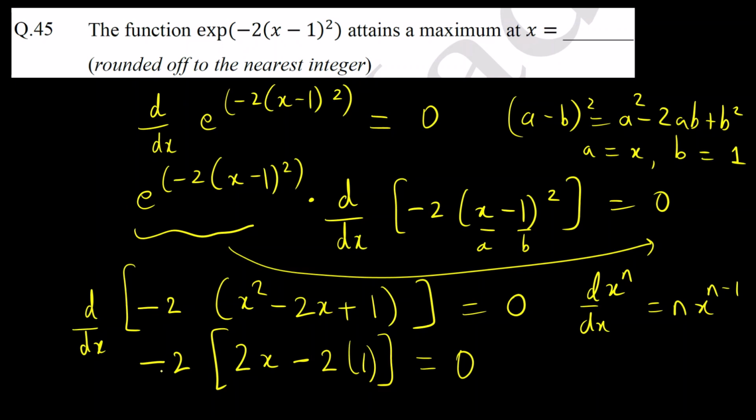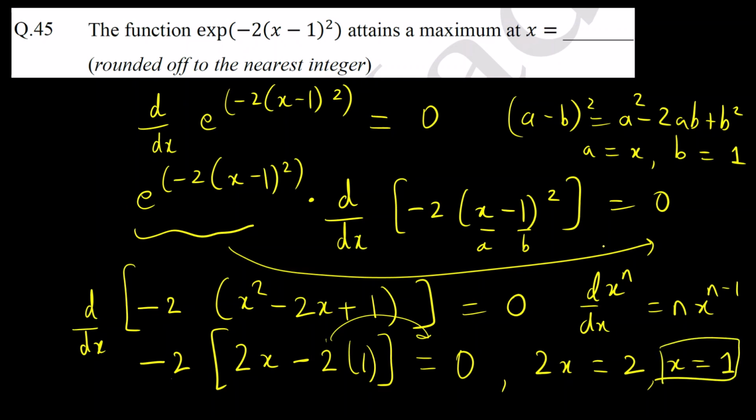Okay, so solve this. Minus 2, I can bring it to the other side, it will become 0. So it will be 2x is equal to, minus 2 will go on the right hand side, 2 into 1 is 2, minus 2 will go on the right hand side, it will become 2. So x will be 2 divided by 2, that is 1.